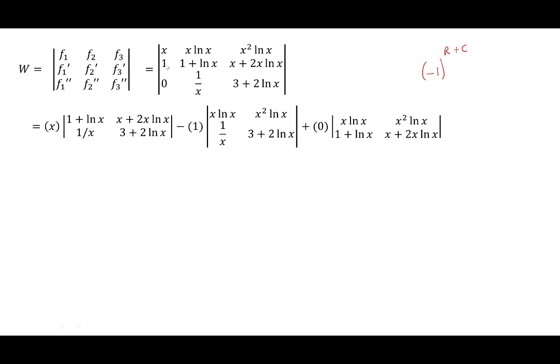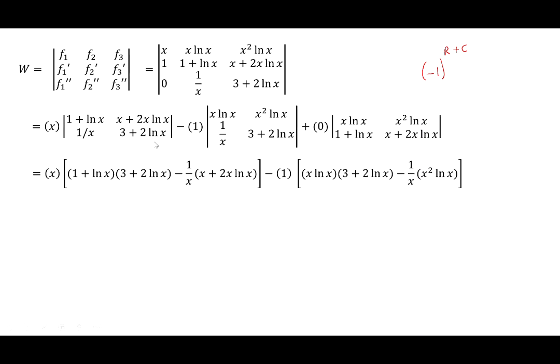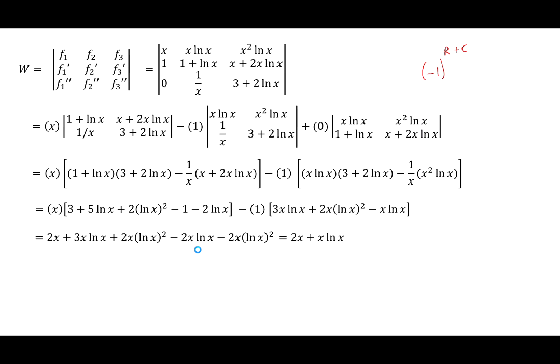However, if you go to this element 1, its row is 2. It's in the second row. Column is still 1. So negative 1 to the 2 plus 1 is negative 1 cubed. That's negative. That's why you see this to be negative. On the other hand, 0 is in third row, first column. So negative 1 to the 3 plus 1 is negative 1 to the 4, which is positive 1. So that's why you see this to be positive. That's the idea. And then you do all of this, you cross multiply and all of that. This work and all that reduces to 2x plus x natural log of x.